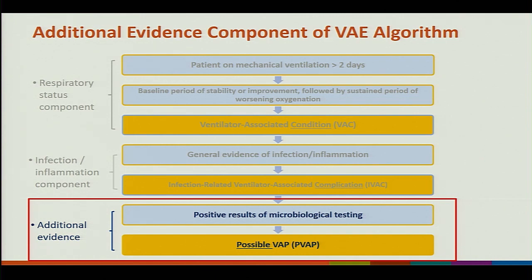Okay, so let's move on. We have determined the criteria for respiratory deterioration and how to evaluate for the presence of an infection or inflammation. Now let's move on to determining if there is additional evidence that the deterioration and infection may be due to a possible pneumonia. It is important to remember that this is a surveillance definition, not a clinical one, and this is not meant to be diagnostic or to guide clinical care in any way.